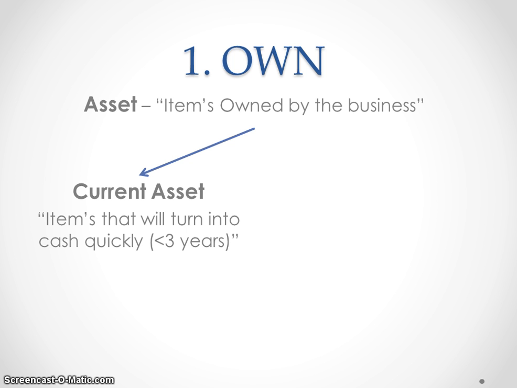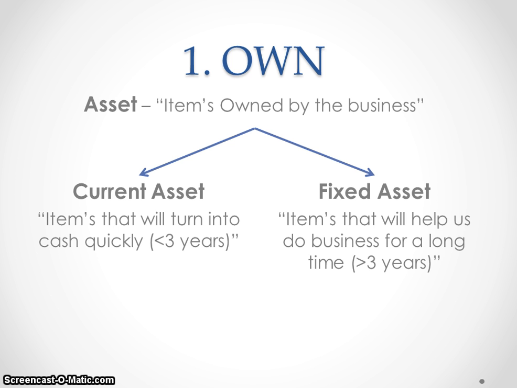Again, let's look at the words. Current generally means right now. Asset, we now know, means something that's owned by the business. So, a current asset is generally an item that we can turn into cash quickly or right now. Generally, it's less than 3 years, but we like to think of it as really quickly. If we needed cash to go and buy something or to pay a bill right now, could we get it?